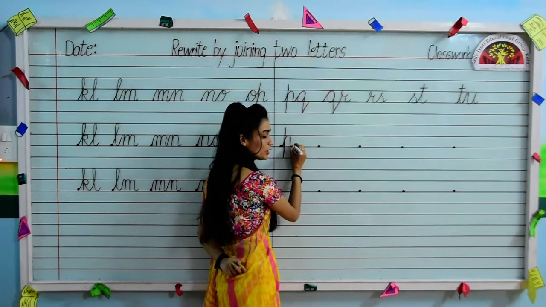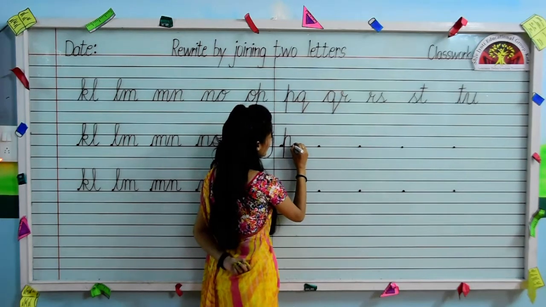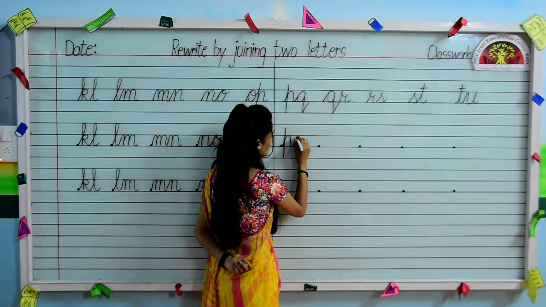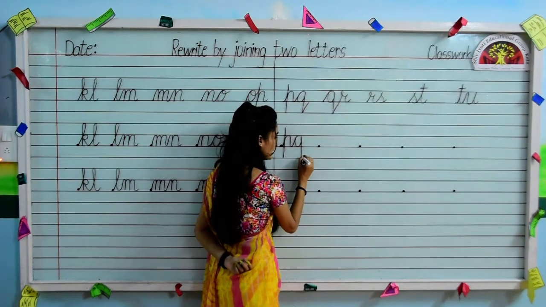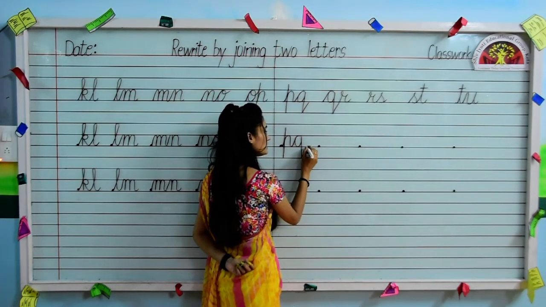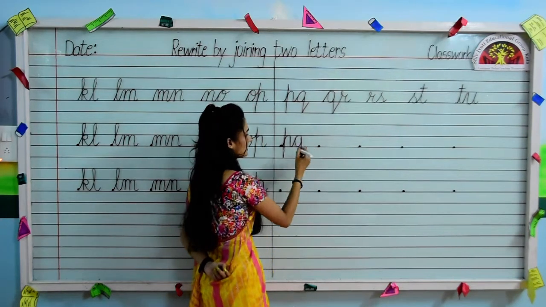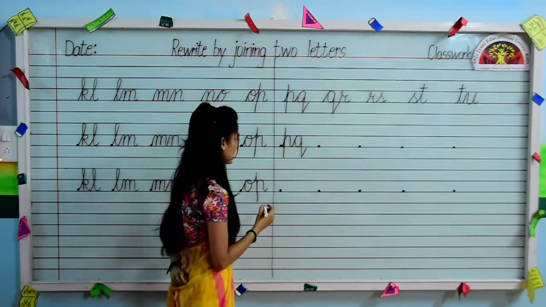Now from the end point of letter P, we will start making letter Q. Go up, make a slanting line, then a curve between the second and the third line, come down straight and a slanting line between the fourth and the third line like this. Now let's see once again.